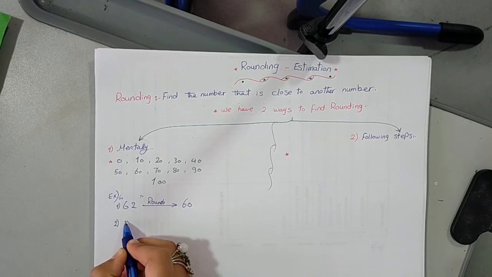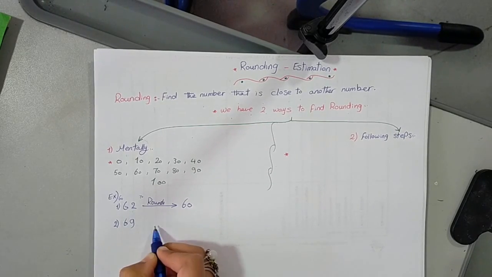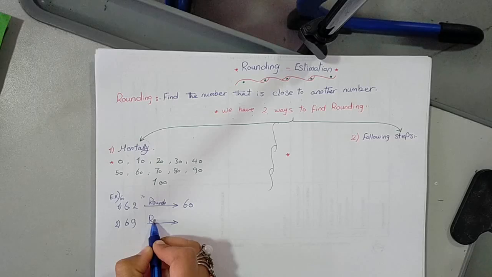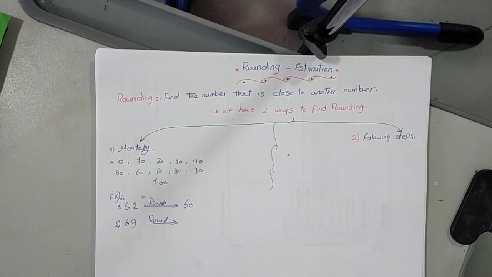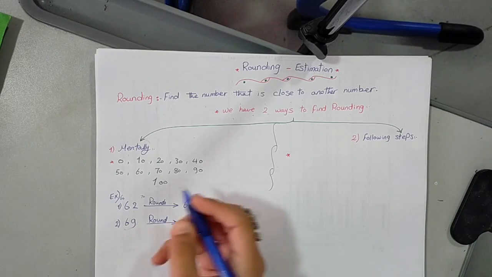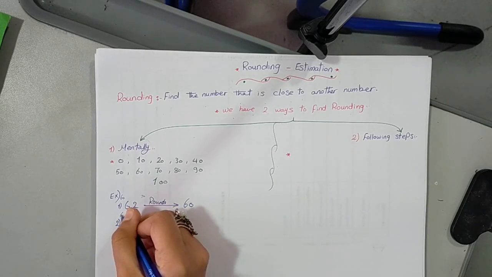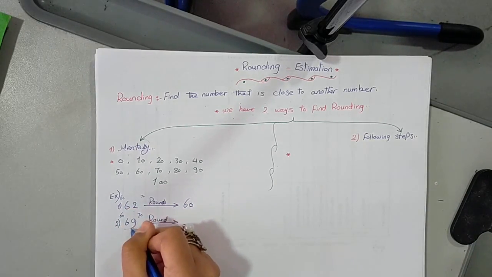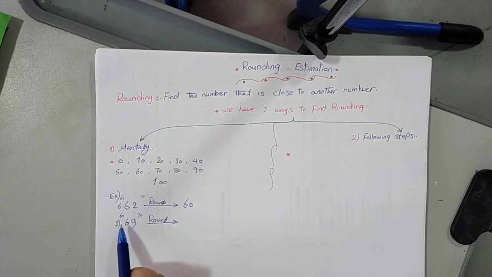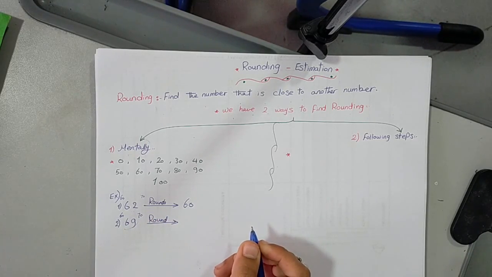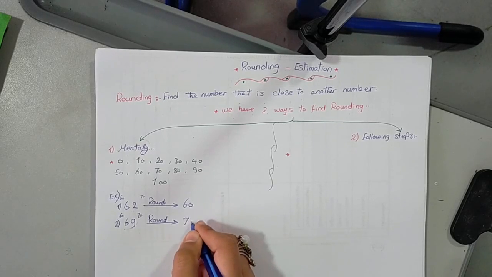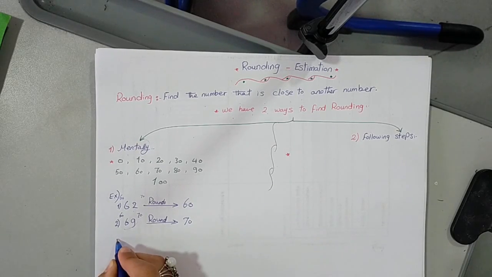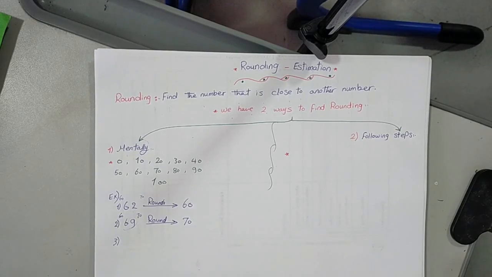Another example. 69. What is the round of 69? 69 is between two tens. What are the two tens? 60 and 70. 69 is nearest to 60 or 70? Yes, 70. Excellent, Primary 2.